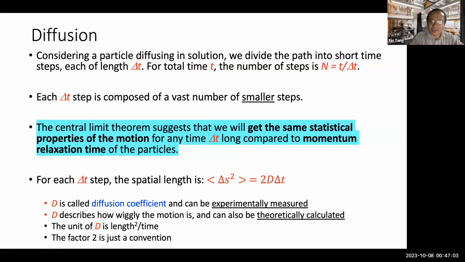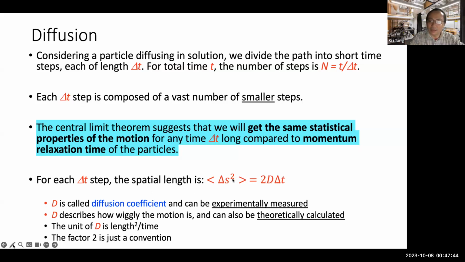If that's the case, each step delta t can be considered equal to the next delta t. The events that happened within this delta t are statistically equivalent. Now, for each step, each delta t, we can write the step size, the mean square displacement delta s square, equal to 2D delta t. This is what we derived.